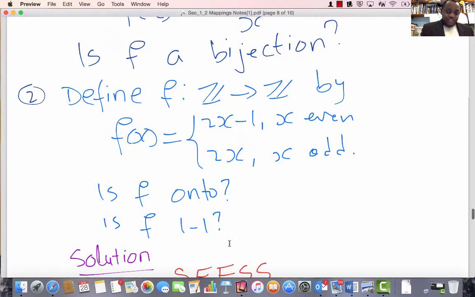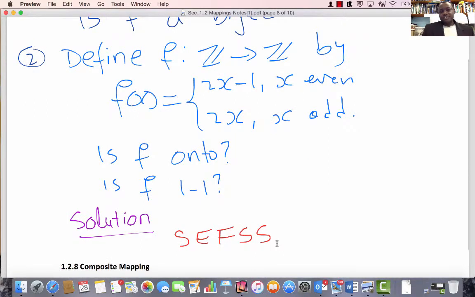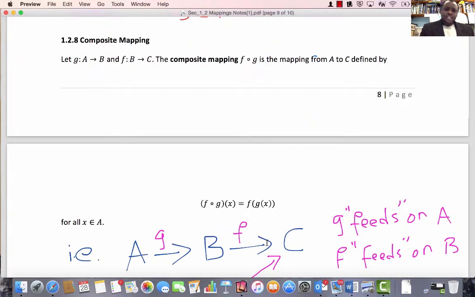Interesting questions. Solution. I would leave these as simple exercises for serious students. Play with this, and we may look at it in class for those who are taking the class with me right now. Subsection 1.2.8 Composite Mapping.